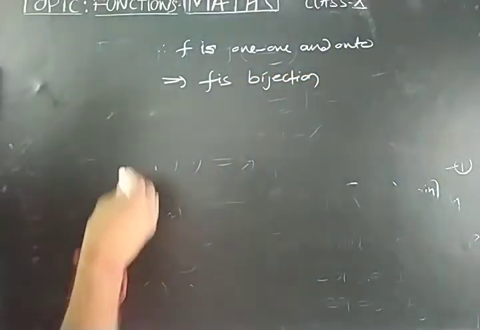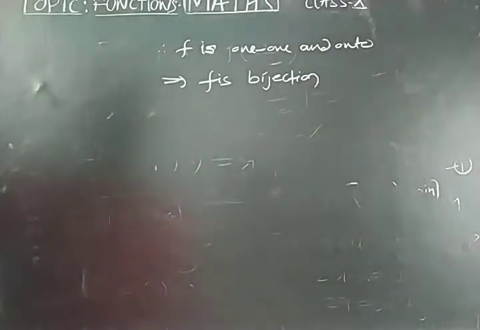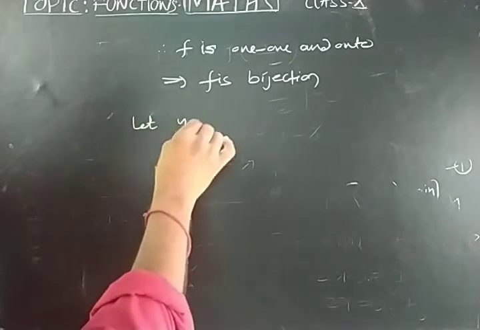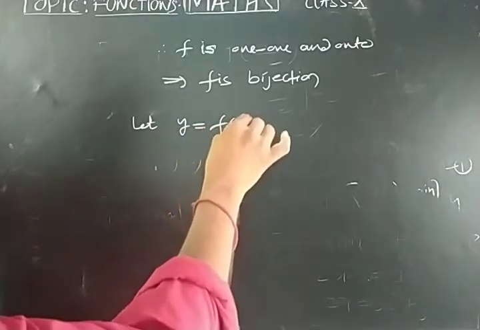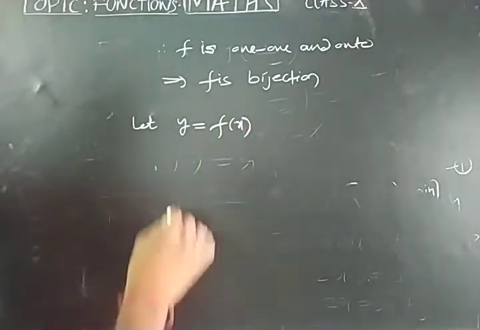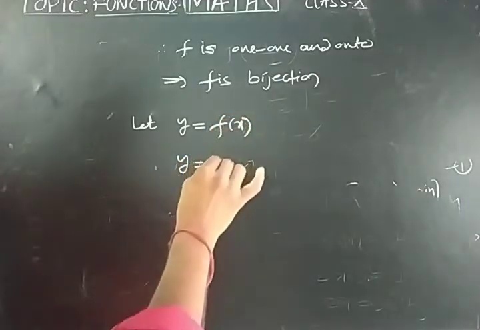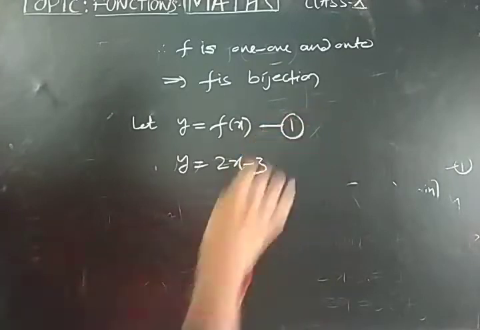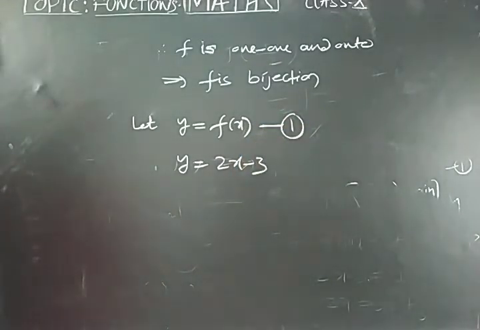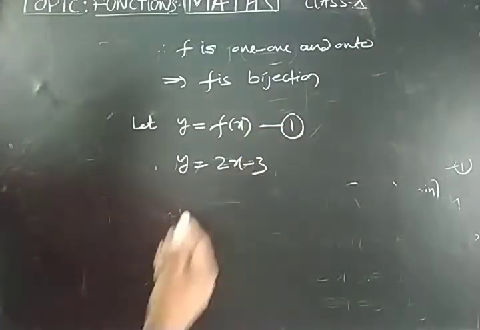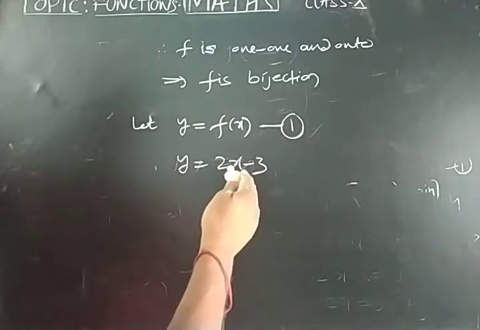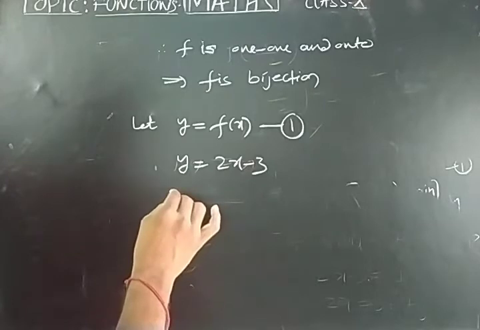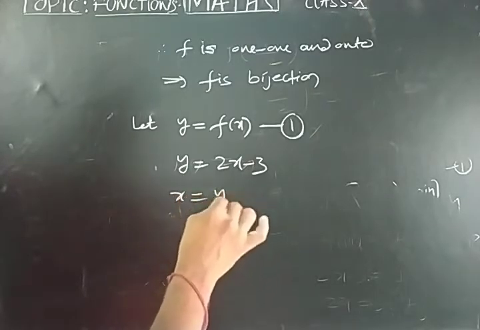Right. Now we are going to find the inverse of the function. So for that, what is the first step? Take y equal to f of x. After taking y equal to f of x, in place of f of x, write the definition 2x minus 3. Say equation 1. Right. Now from this you should express x in terms of y according to the working rule. So what you will get, x equal to y plus 3 by 2.